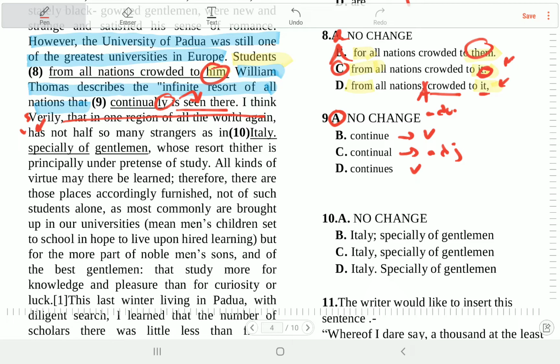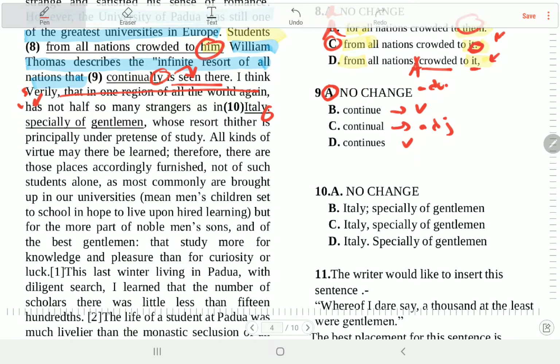Very good, full stop. Especially of gentlemen whose resort thither is principally under pressure of study. This is a complete idea, so should I put a full stop? Full stop, especially of gentlemen: where is the subject and where is the verb? Never. So it's not A. B, semicolon? No. D, full stop? No. So we need a comma. It is not a full idea; it's a fragment. So we need a comma: C.